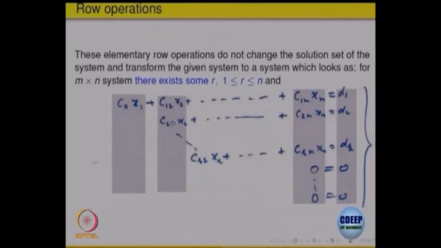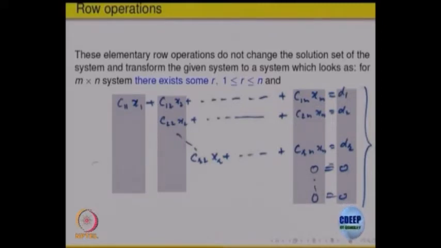So, using those elementary row operations, the given system can be transformed to a system of the following type. There is a number r, which is less than or equal to n, the number of variables. So, there is a number r between 1 and n such that the first r equations possibly have non-zero coefficients Cij, and on the right hand side possibly non-zero entries, but after the r plus 1 equation everything is 0 equal to 0.